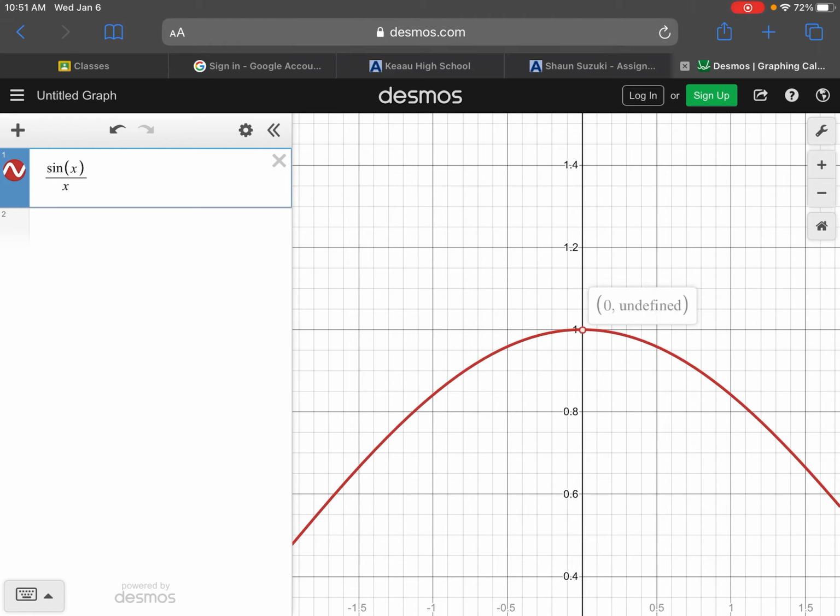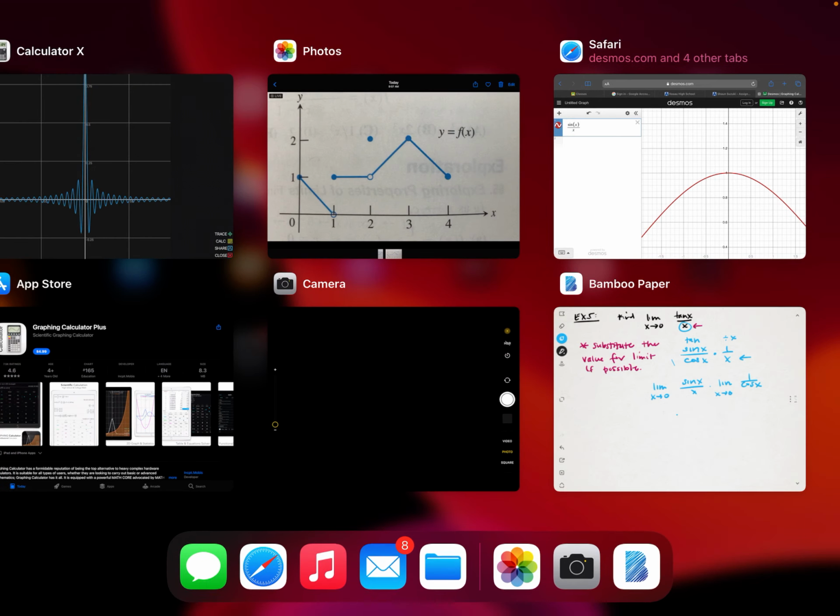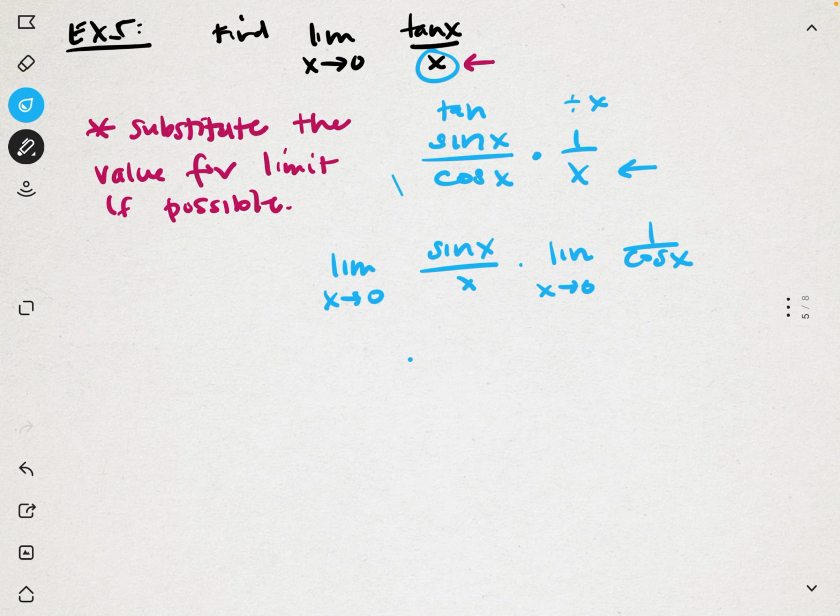you can see at 0, sine x over x is undefined, right? Because we can't plug in a 0. But we can find the limit of that, and the limit of that would be 1, right? It's approaching 1 as we get closer and closer to 0. So the answer for this one, let's go back here: as x approaches 0, sine x over x, that whole thing is going to be 1.